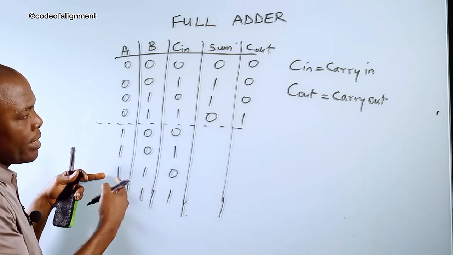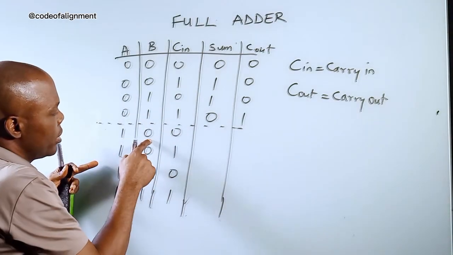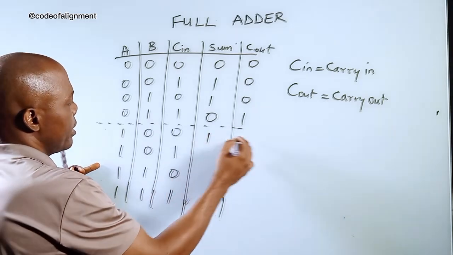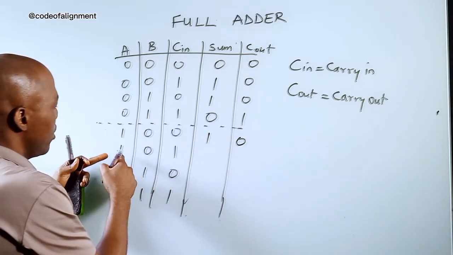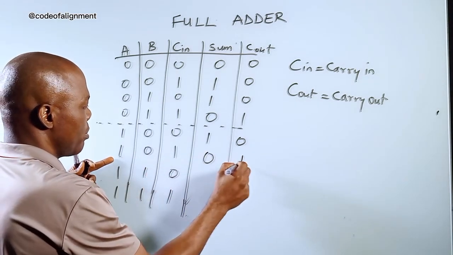So this is like the carry in. This should have been here anyway. So 1 plus 0 plus 0 will give me what? 1. And then output is what? 0. 1 plus 0 plus 1 will give me 2. So sum is 0, output is 1.